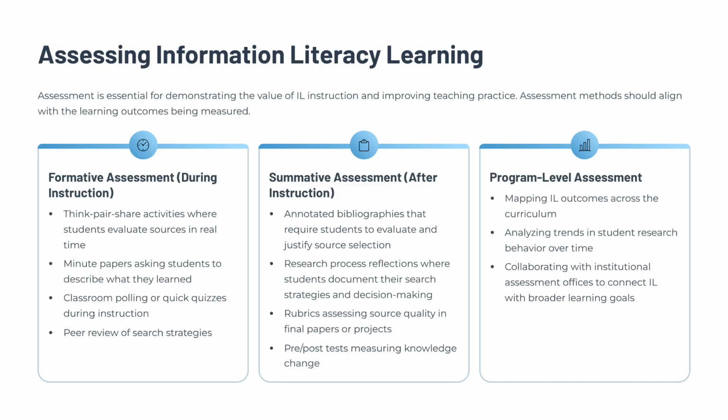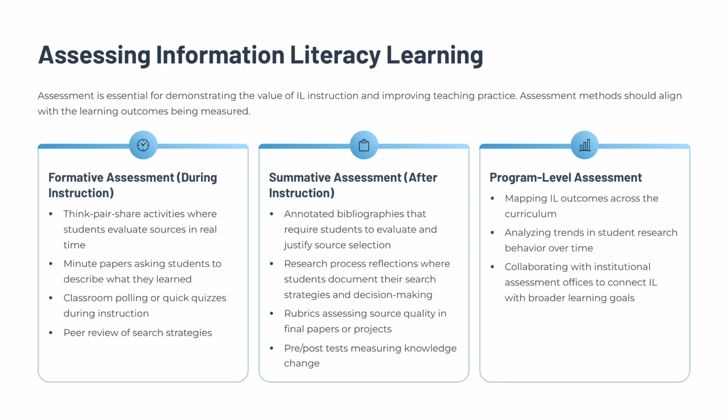Let's think about assessment at 3 levels. Formative assessment happens during instruction. These are quick, low-stakes activities that let you gauge student understanding in real time. Think pair-share, where students evaluate a source and explain their reasoning. Minute papers at the end of a session. Write down the most important thing you learned and one question you still have. Classroom polling, peer review of search strategies. These activities serve double duty. They're active learning and assessment at the same time.